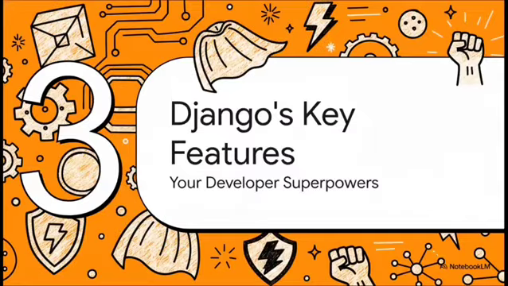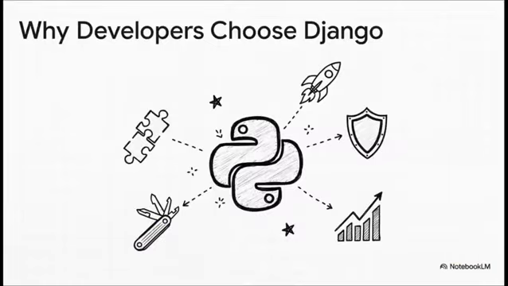It really comes down to a set of features that feel like developer superpowers. It really boils down to 5 big things. You can develop super fast. It is rock-solid secure. It scales beautifully to handle tons of traffic. It's incredibly versatile for just about any project. And its components, its apps, are reusable. These aren't just buzzwords, they make a real, tangible difference.